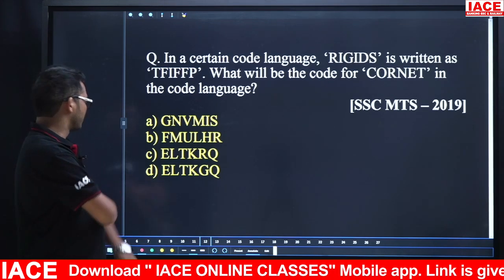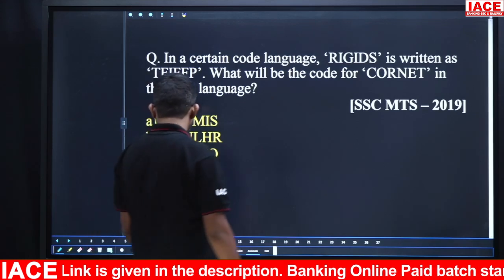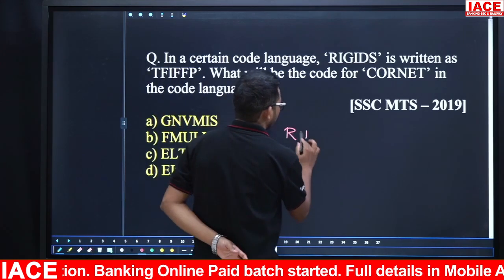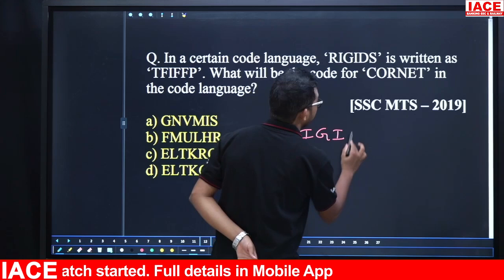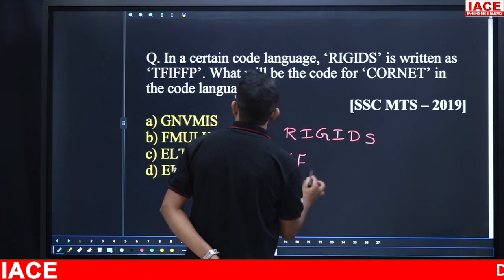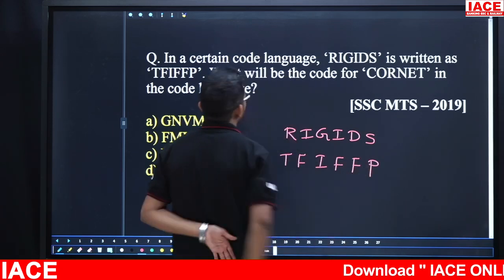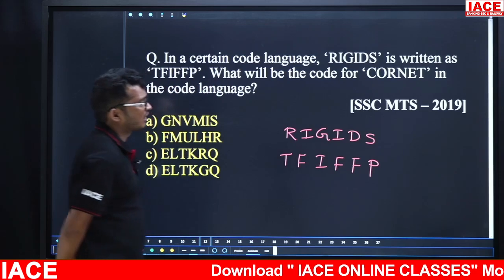Time up. So the given question is: in a certain code language, RIGIDX is written as TFIFP. Friends, take here RI, GI, DX. E is written as TF, next I, F, P. Then what will be the code for a coordinate?